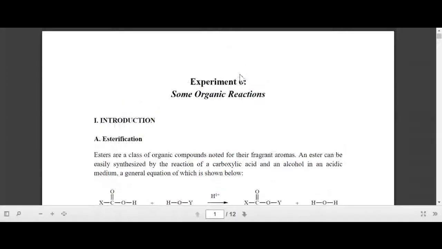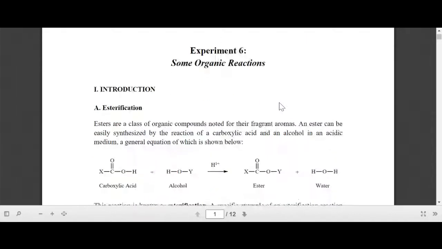Okay, this one should be shared with you now. It's showing the title for the experiment, right? Experiment 6, some organic reaction. Yes, okay, perfect. So we are in the right place.